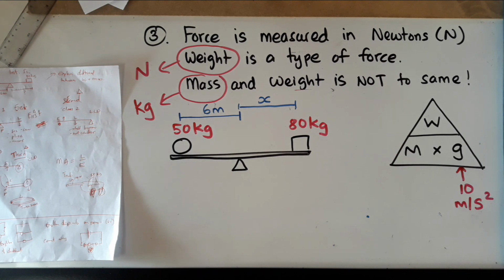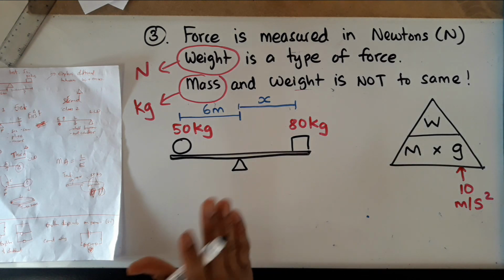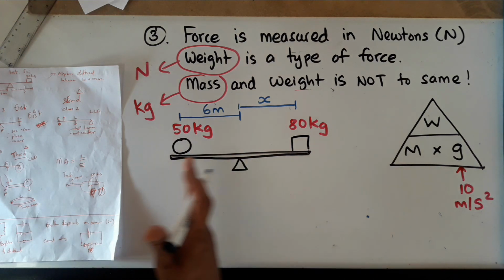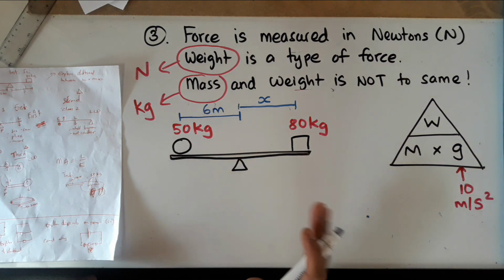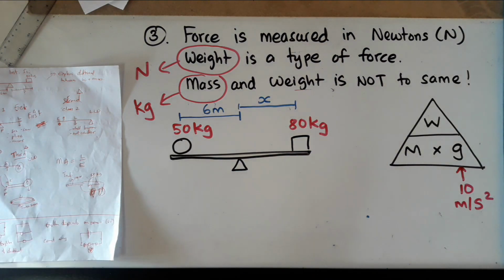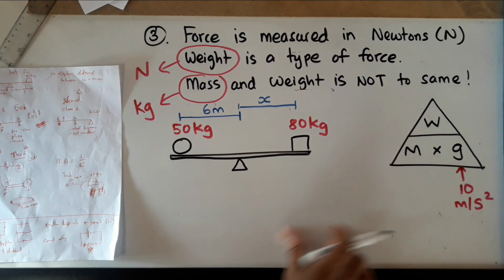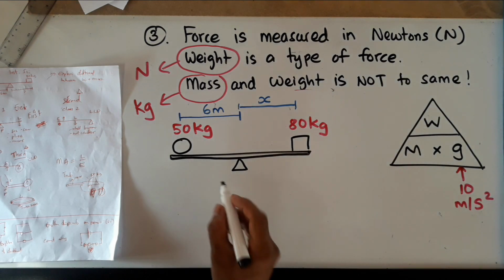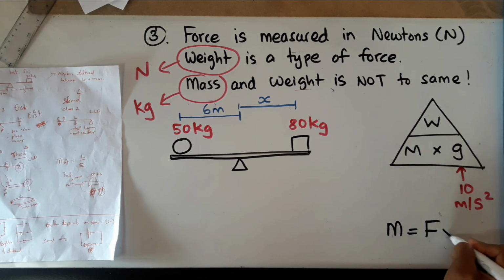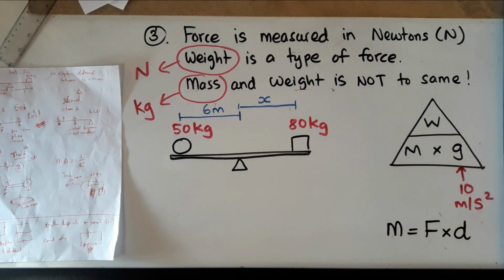Okay, so the theory that we're going to use here is that the moments on one side are equal to the moments on the other side. Well, to be more specific, the anti-clockwise moments are equal to the clockwise moments. So first things first, a moment is the force multiplied by the distance.